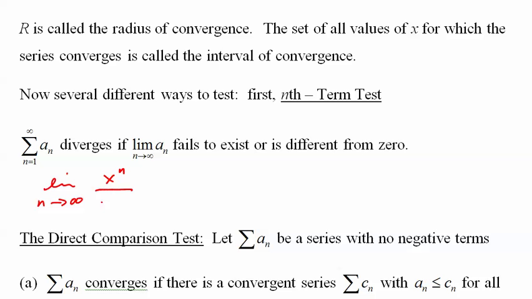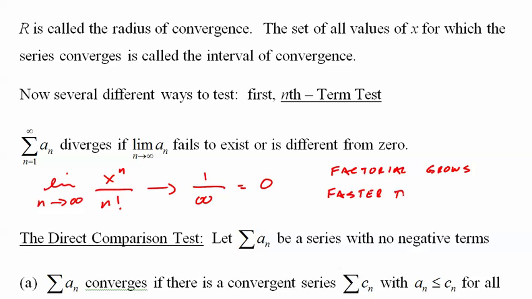x to the n over n factorial. What's the limit as n goes to infinity? You should know this as 1 over some really huge number, which is 0, because a factorial grows faster than an exponent. Should have gotten that from the previous lesson.